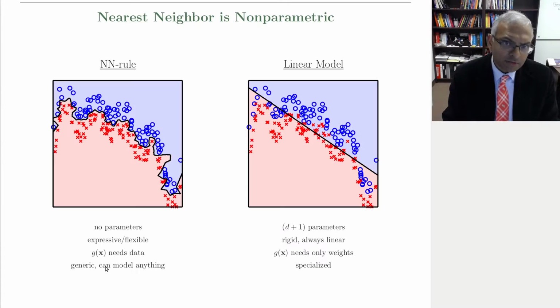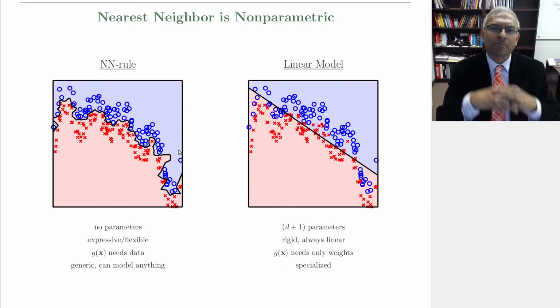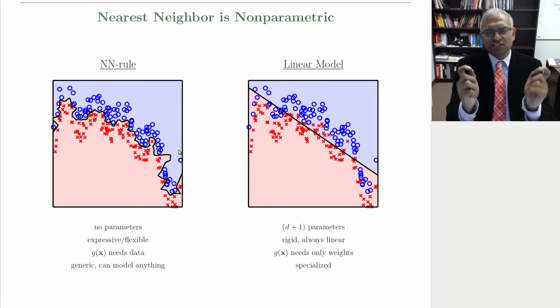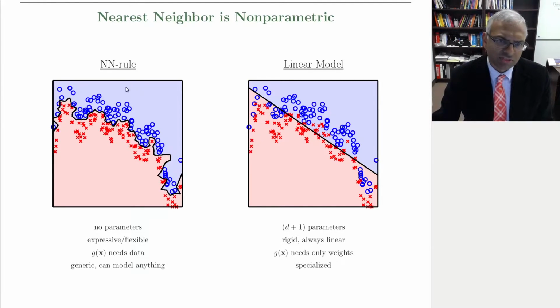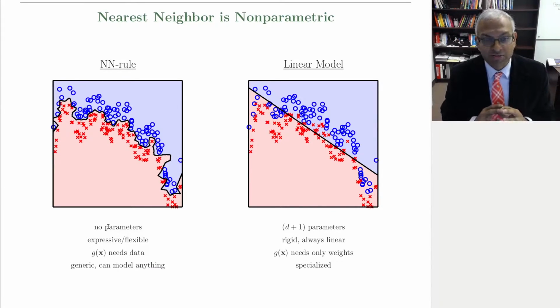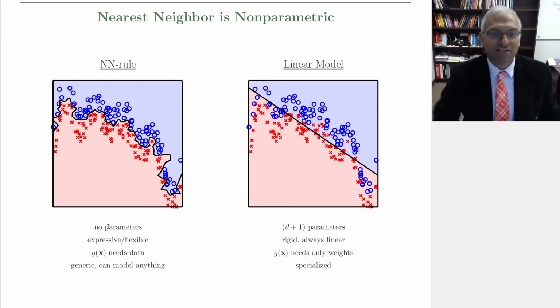Now, the nearest neighbor is an example of what we call a non-parametric technique. The linear model is a classic prototypical example of what we call a parametric technique. So let's discuss those two differences. The nearest neighbor rule, when you get the data, you're ready to go. You don't have to estimate any parameters. You don't have to learn any parameters, even though that's not the definition of learning. It's better for me to say you don't have to fit any parameters.